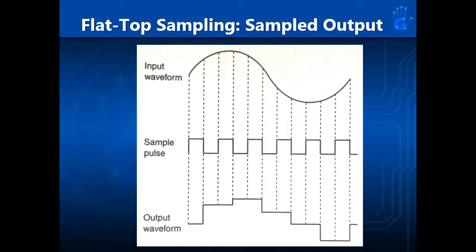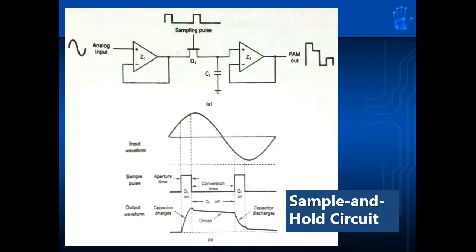This is an example of a flat top sampled signal. First, we have our input waveform, which is just a basic sine wave. Next, we have our sample pulse, which are pulses of constant amplitude and constant frequency. It will then result in the output waveform seen below, which is a flat top sampled signal. As you can see, the amplitude of these pulses are directly proportional to the amplitude of our input waveform. The only difference of this and the natural sampling is that the amplitude of every pulse in the output waveform is constant.